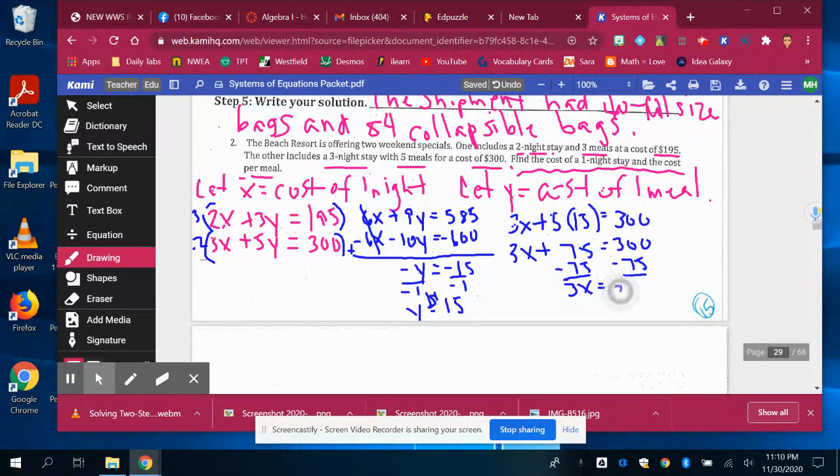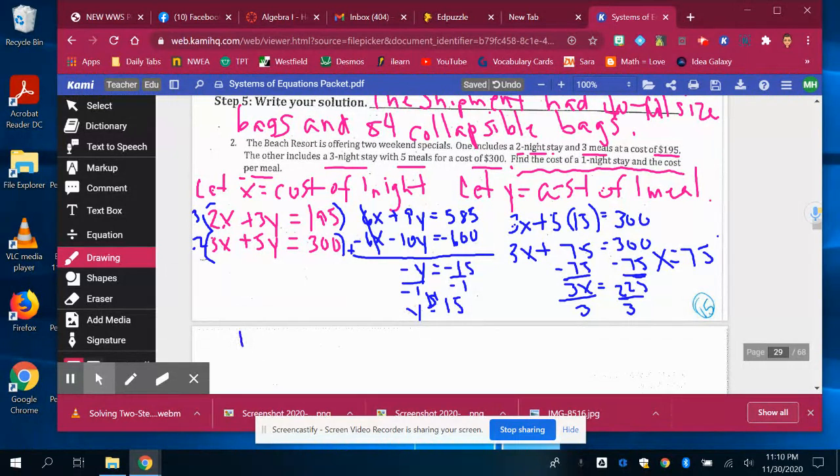3x equals 225. If I divide by 3, I get x equals 75. I'm not going to circle that yet because really I should write my sentence. And I've run out of room, but you should have some space on your paper to write your sentence.